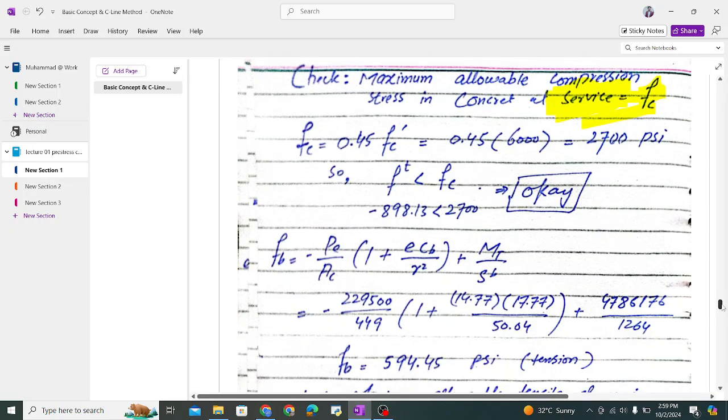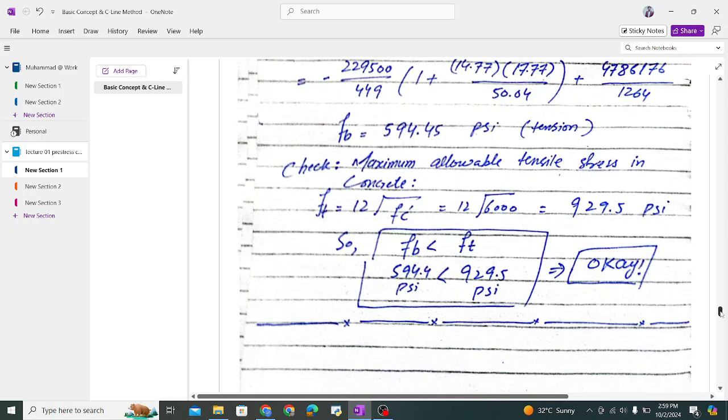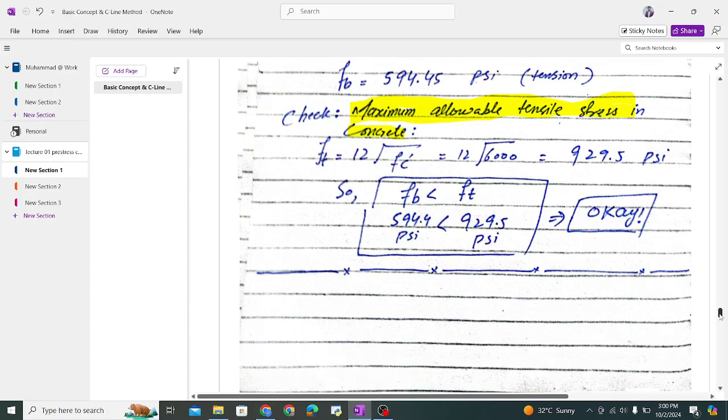Similarly, let's find the bottom fiber stresses. Here also you have to apply checks for the maximum allowable tensile stresses. As you know, the bottom fiber has to be checked for tensile stresses in the concrete. In this case, FT is equal to 12 times the square root of Fc prime, and you have to check that. And this is also okay.